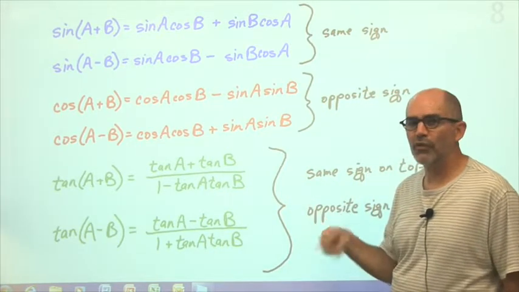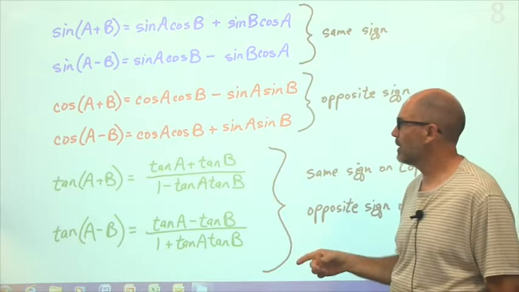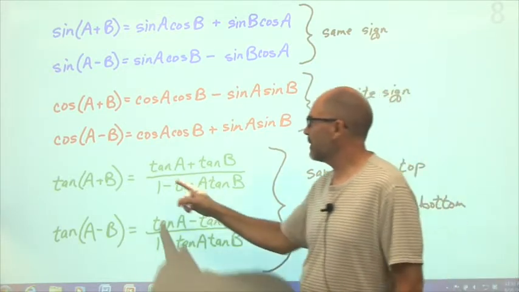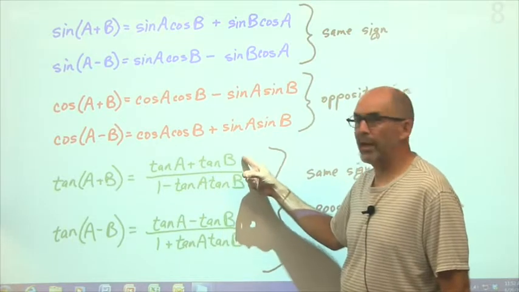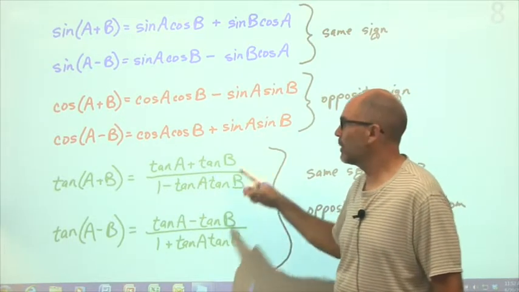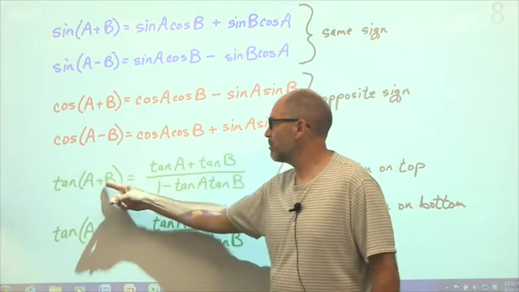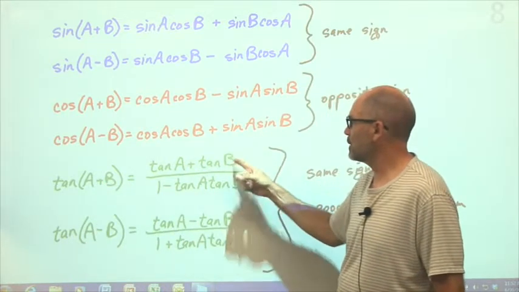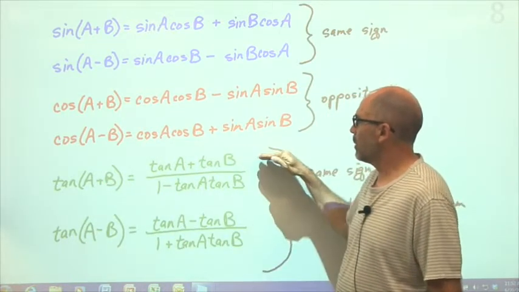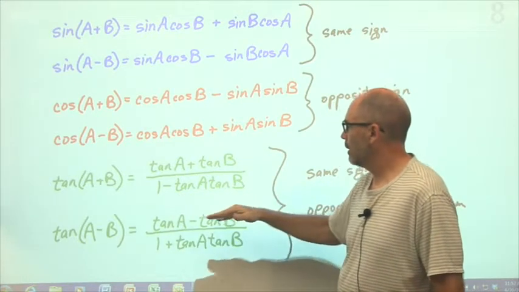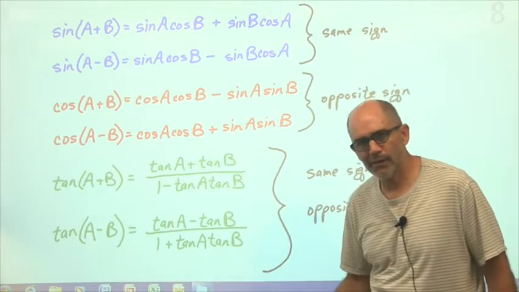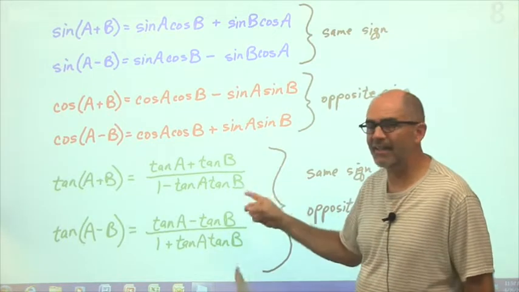The other thing that I use to remember is tangent of A plus B equals tangent A plus tangent B. That's what we wish it was. You know, it'd be really handy if tangent A plus B equaled tangent A plus tangent B. So the top is what we wish it was, and then the bottom makes it all confusing. So that's the key thing.